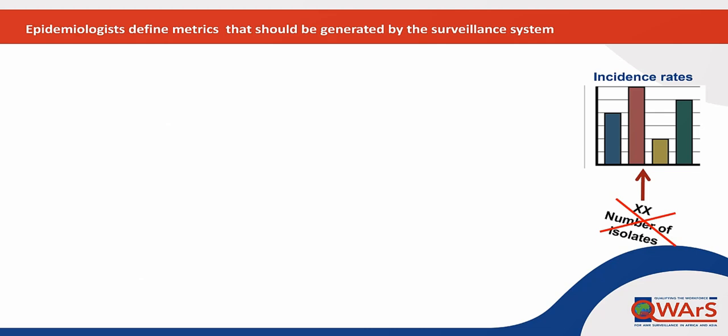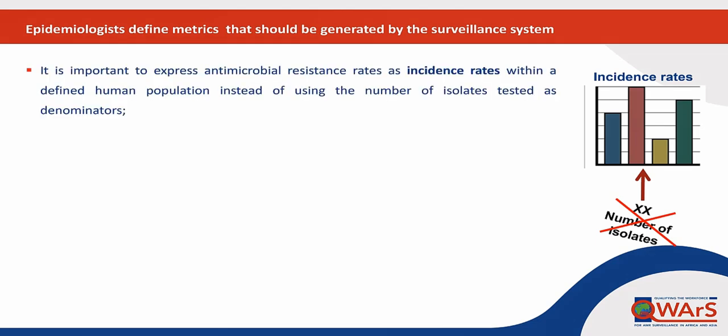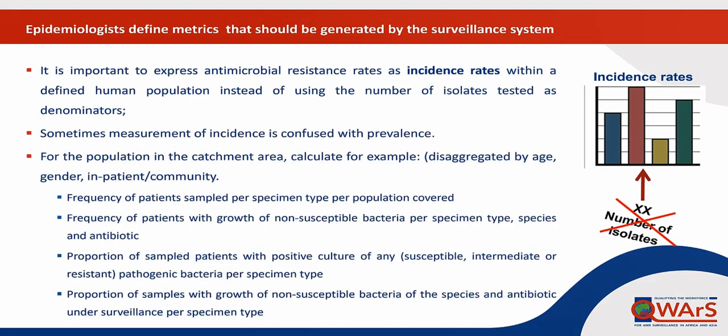Epidemiologists define metrics that should be generated by the surveillance system. It is important to express antimicrobial resistance rates as incidence rates within a defined human population instead of using the number of isolates tested as denominators. Sometimes measurement of incidence is confused with prevalence. The next slide explains the difference between the two.